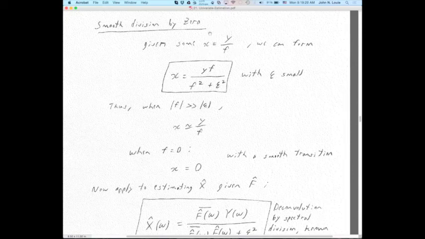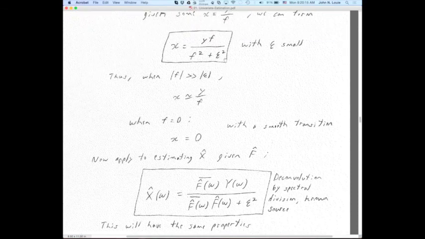Okay, so we have some real values, x equal to y over f. We can form x equal to y times f divided by f squared plus some epsilon squared, with epsilon small. For epsilon to be small, we'll take the magnitude of epsilon to be much, much less than the magnitude of f. So when epsilon is really small, we get x approximately y over f.